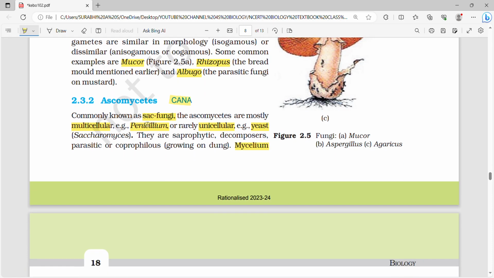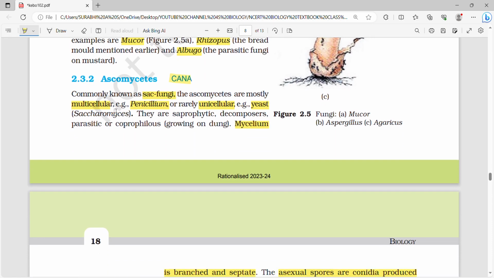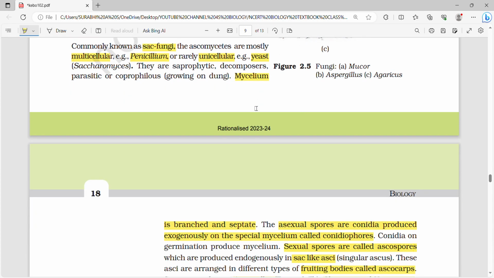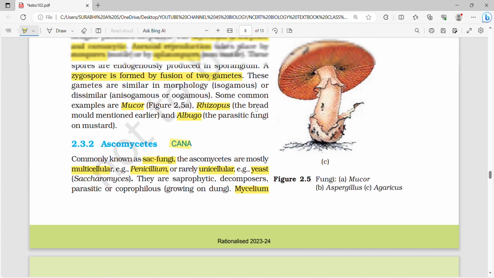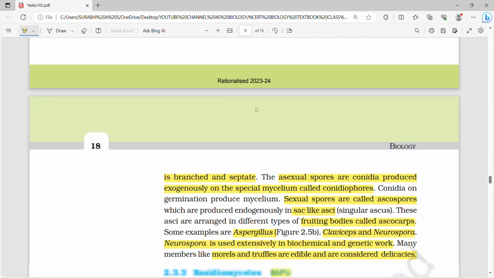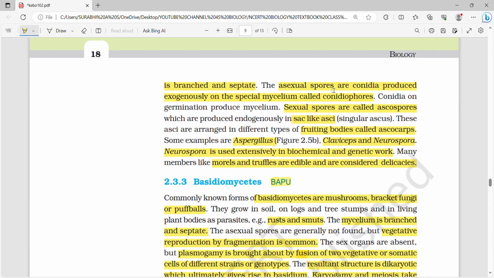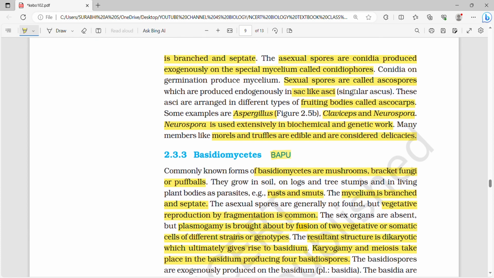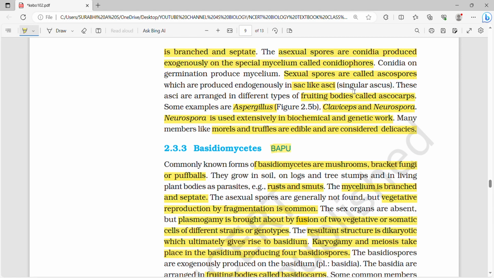Then ascomycetes is CANNA. It is also known as sac fungi, and they are mostly multicellular. An example is Penicillium, which is multicellular, and a unicellular example is yeast. The mycelium is branched and septate. In phycomycetes it is aseptate, but here it is septate and branched.